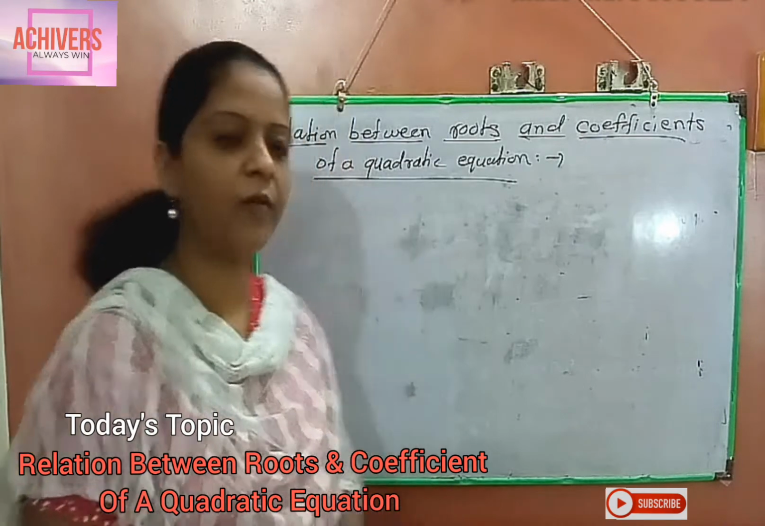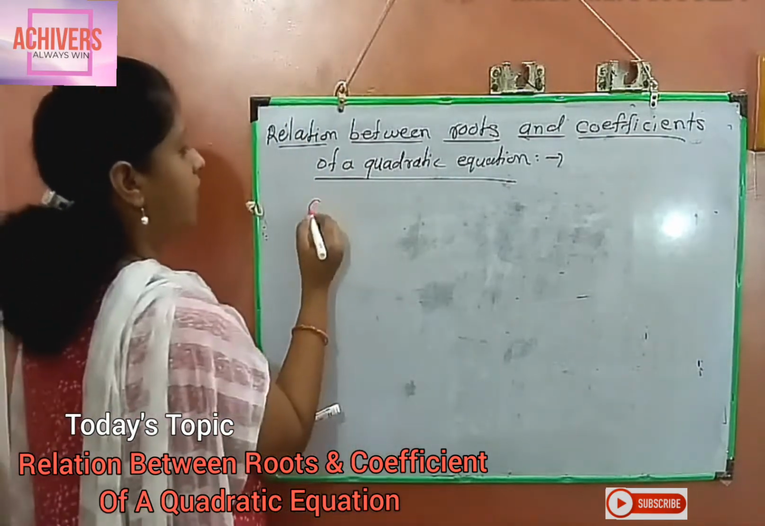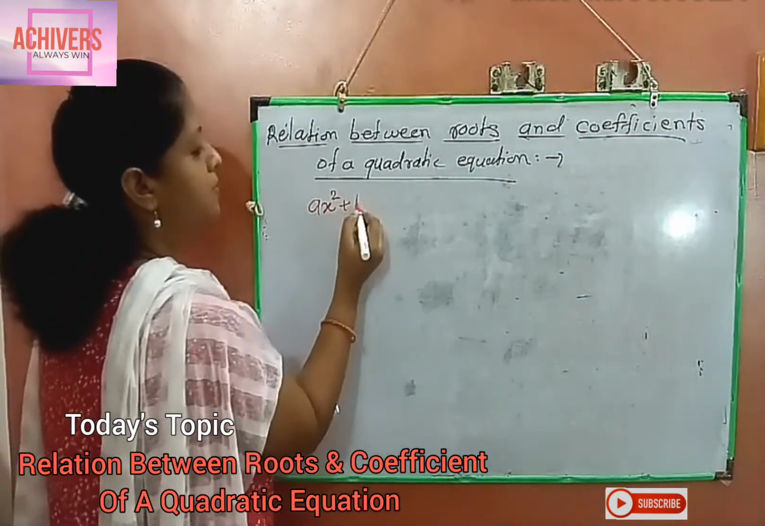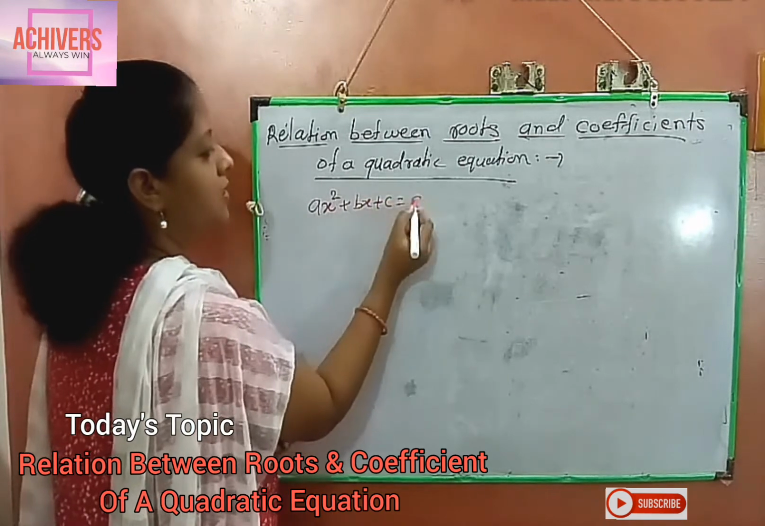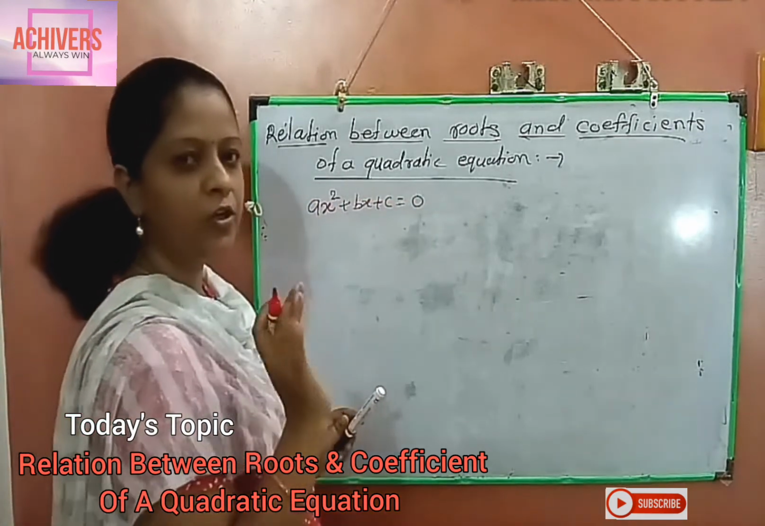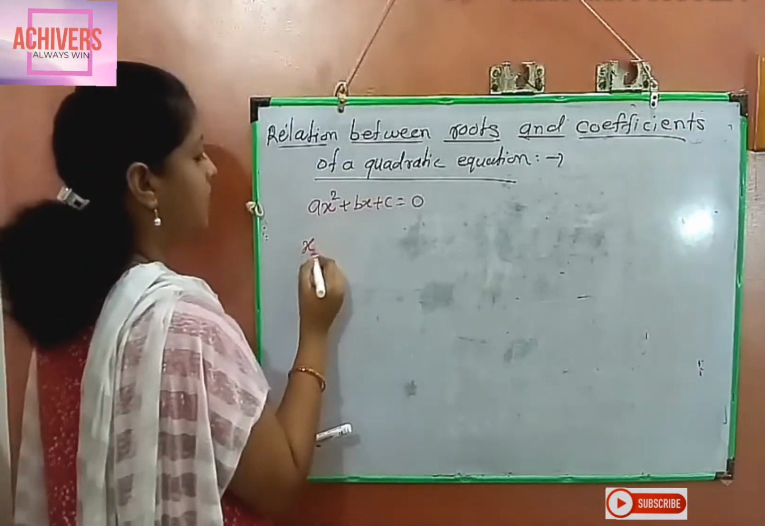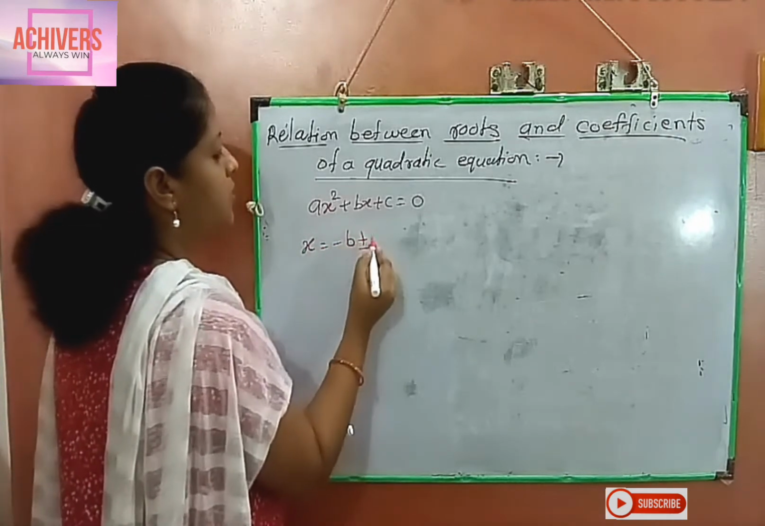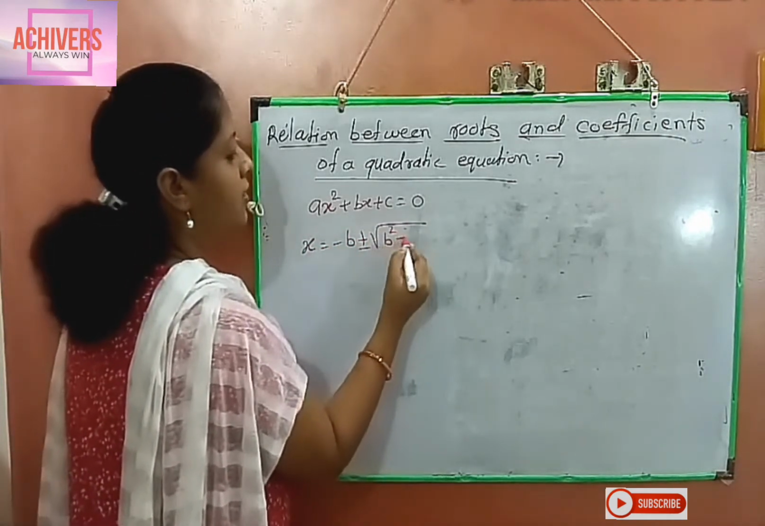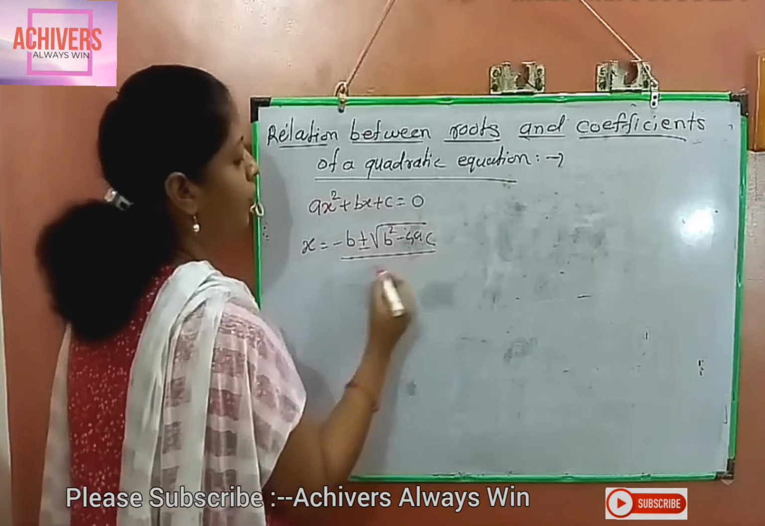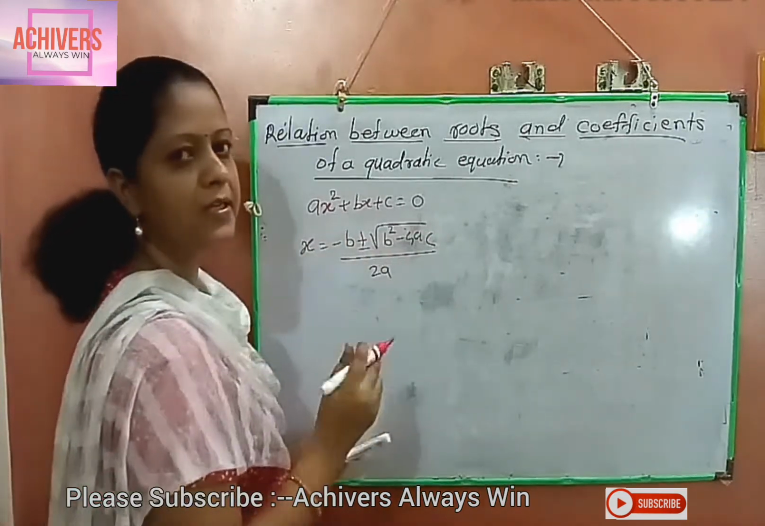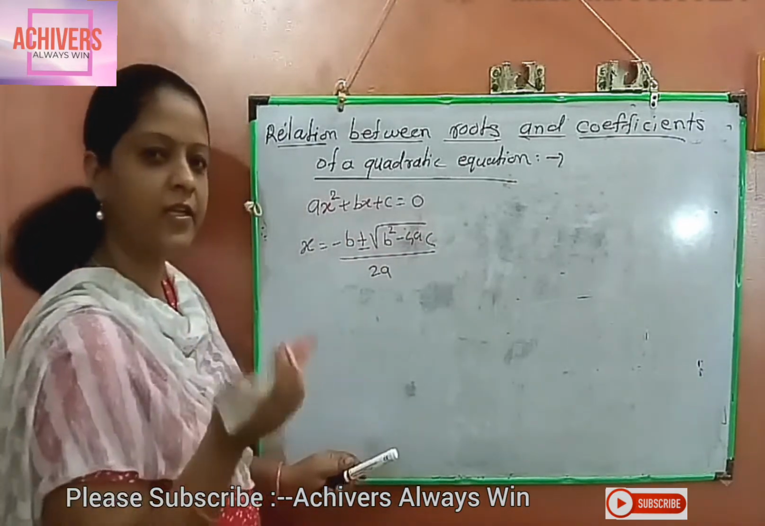So let's start with the relation between roots and coefficients. We know the standard form of a quadratic equation, ax square plus bx plus c is equal to 0, and we find two roots of that equation. x is equal to minus b plus or minus under root b square minus 4ac upon 2a. Plus or minus means two roots. The first root is positive, the second one is negative.